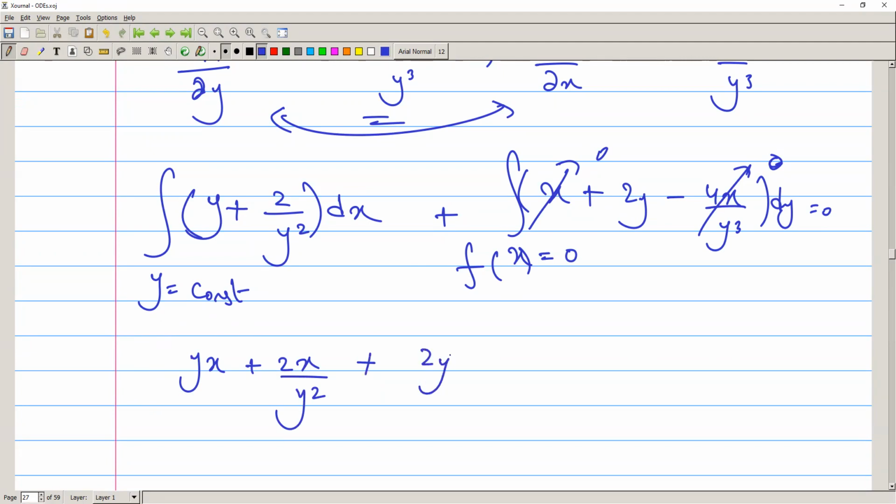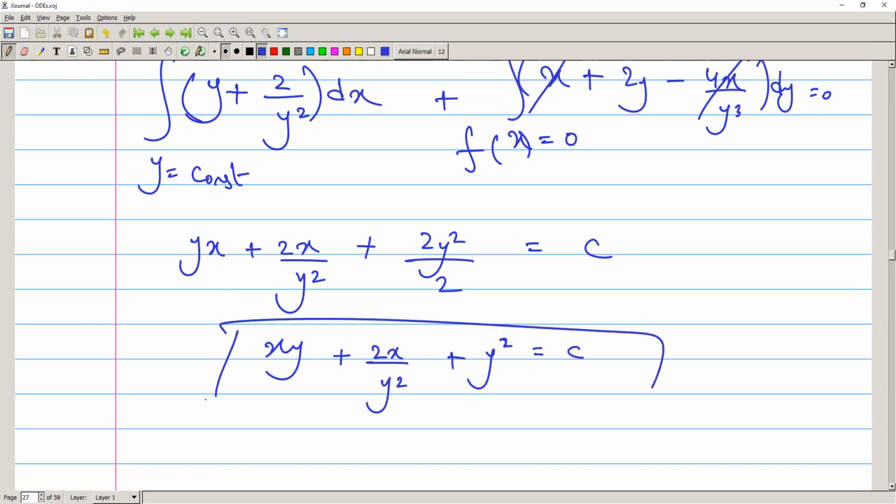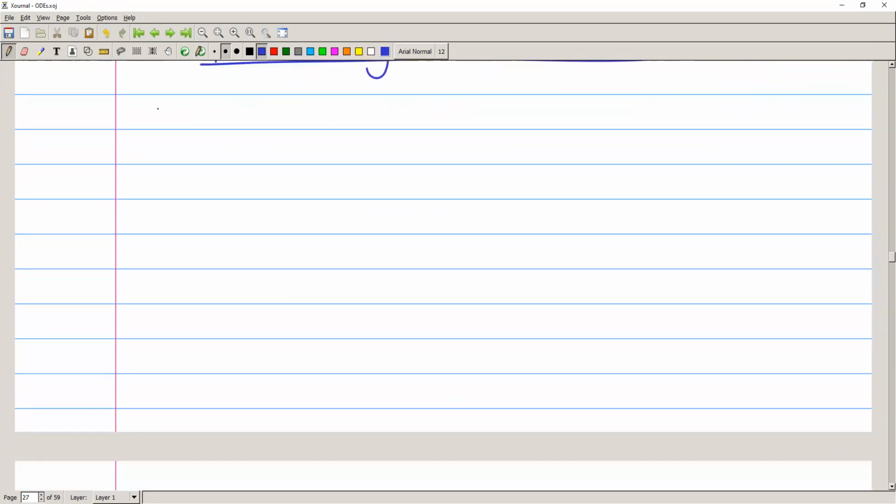So it means that it will be 2y squared over 2 is equal to c, the constant of integration. And then we are simply left with xy plus 2x over y squared plus y squared is equal to c. All right. And in this way, we can solve these non-exact equations, where taking the difference of the partials and dividing by m gives us a function of y, right?